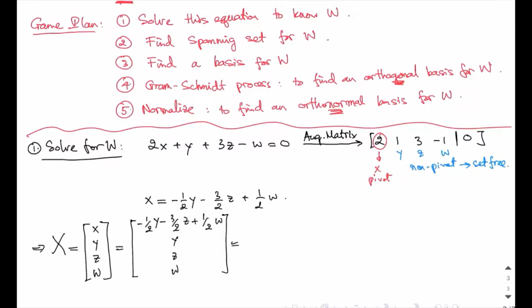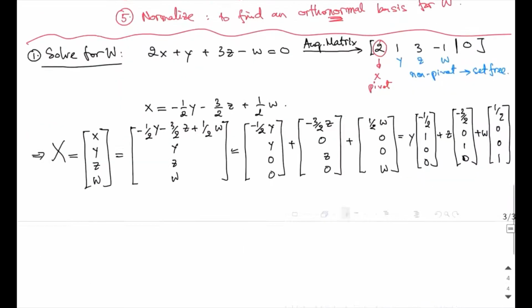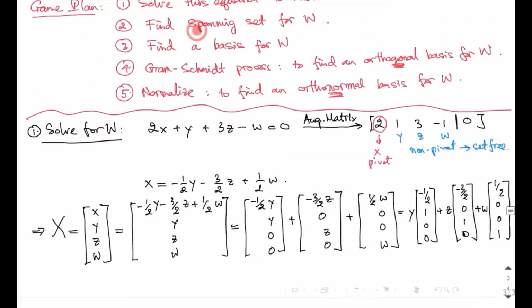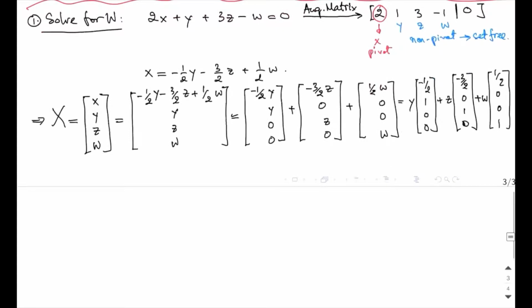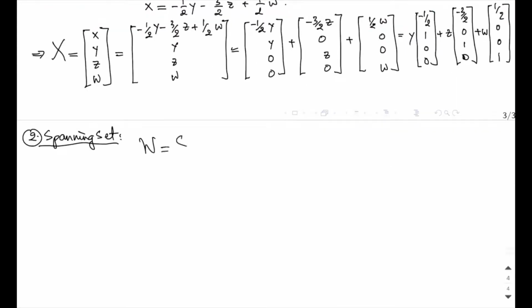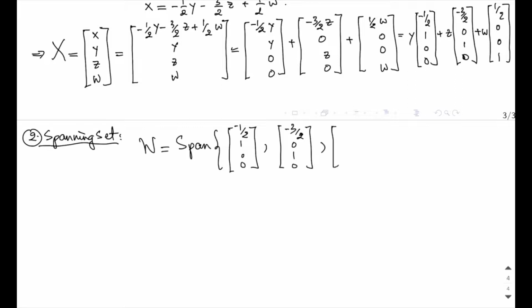Now you can rewrite them to find the spanning set. Split the y, the z, and the w out of each other. So we need to find a spanning set. That is step 2. So W is spanned by (-1/2, 1, 0, 0), (-3/2, 0, 1, 0), and (1/2, 0, 0, 1).